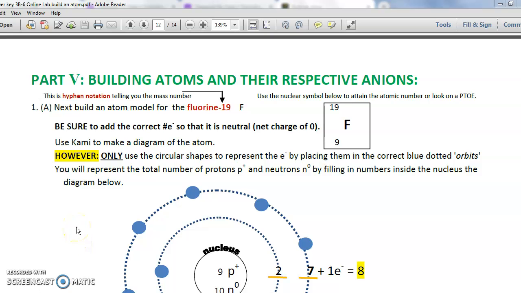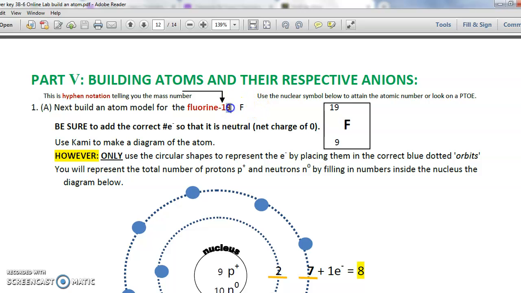And now for a video on part 5. This time we're going to be building atoms and the anions of these respective atoms. Remember, when you're an anion, the N in the middle of the word is a reminder that anions are negative ions. The only way you can become a negative ion is if you pick up a particle that's negative, and that particle is an electron. So we're going to be looking at atoms that like to try to pick up electrons in chemical reactions by ripping them off other atoms.